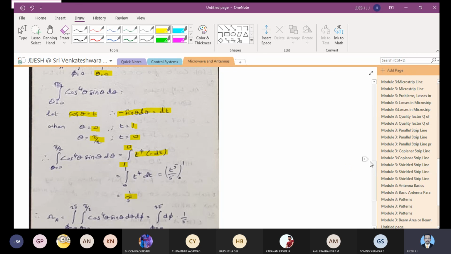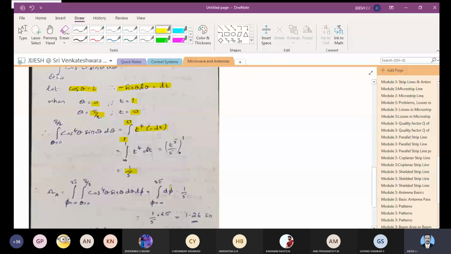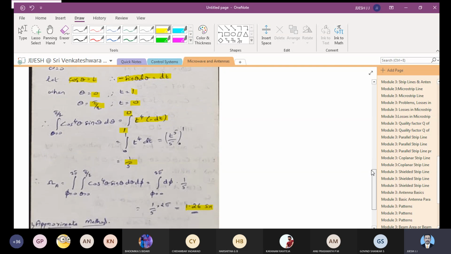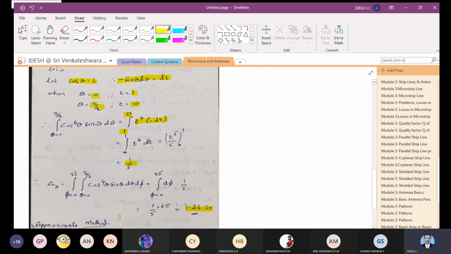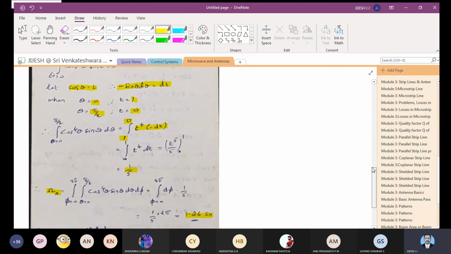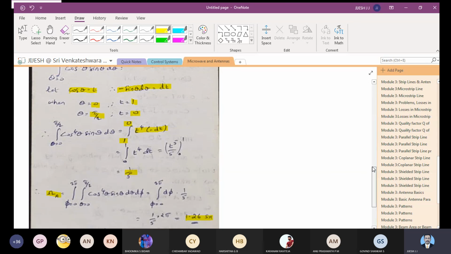After that, we'll be doing the approximate method. All of you can complete this integration. You need to practice integration, otherwise it is difficult for you. You will get 1.26 steradians. With this, I will stop. The approximate method will be continued in the next class.